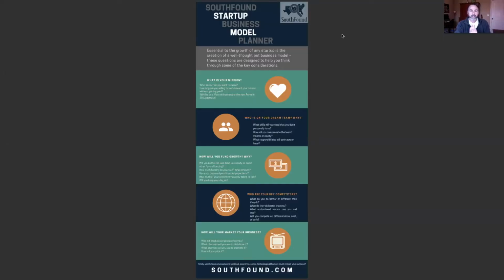All right, guys, so let's go through this. I'm calling it the SouthFound Startup Business Model Planner. If you're not familiar with the SouthFound company, that is my startup community and creative consulting agency where I work with startup founders all over the world, helping them find their voices, helping them get exposure out in the community, and helping them develop business plans, pitch decks, all those different things.